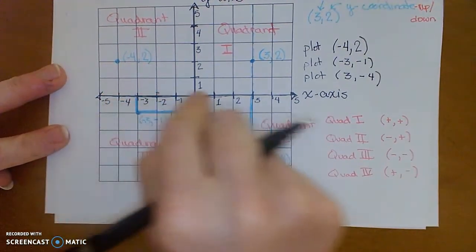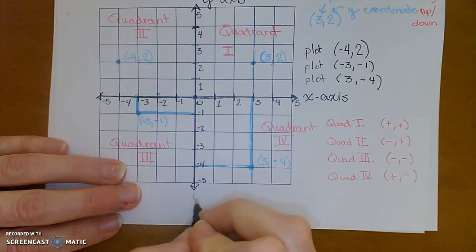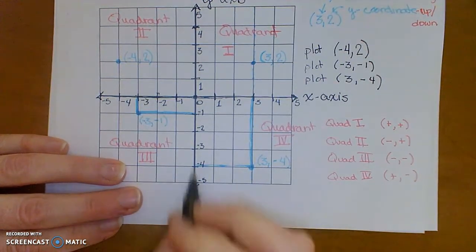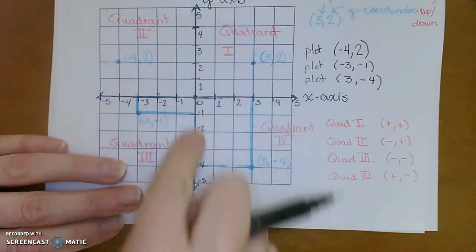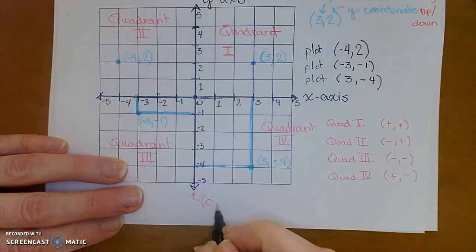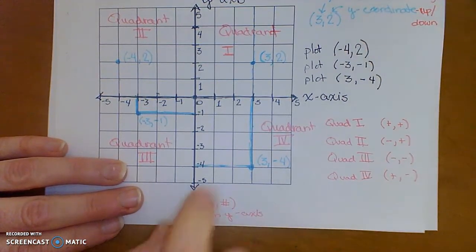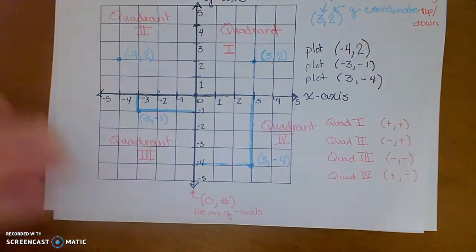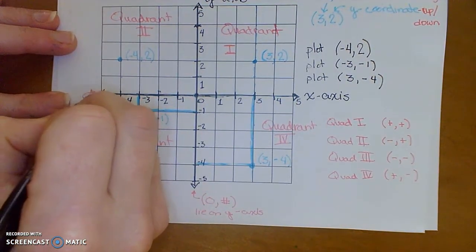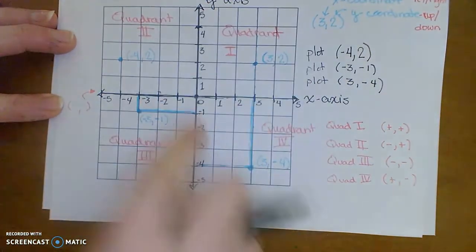And then points that actually lie on the axes have their own format. The points that lie on the y-axis all have x coordinate 0. So all of those points look like 0, comma, some number. These are the points that lie on the y-axis. And when you're talking about graphs, those points are called the y-intercepts.